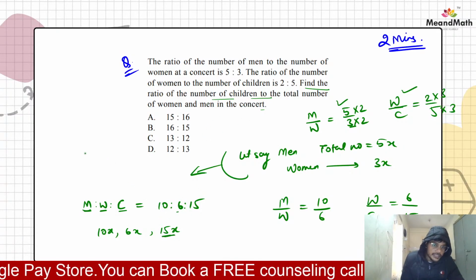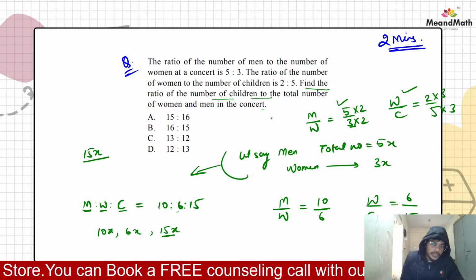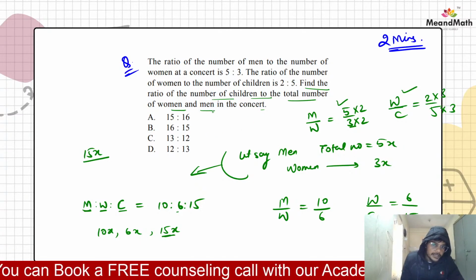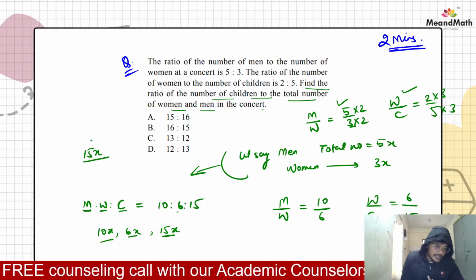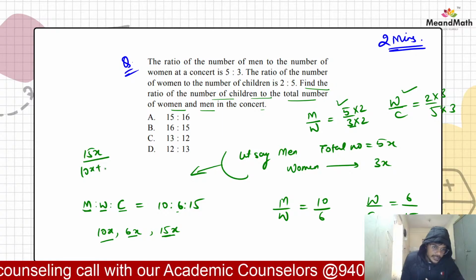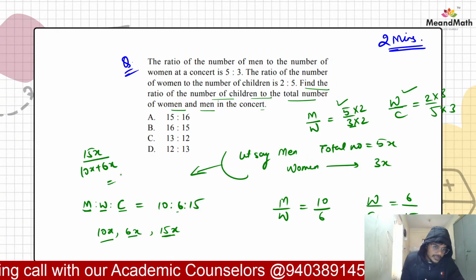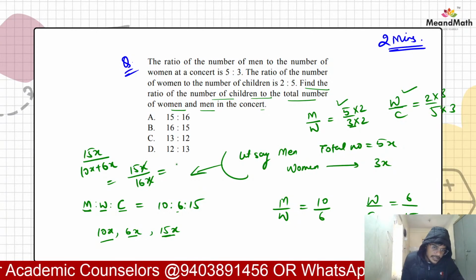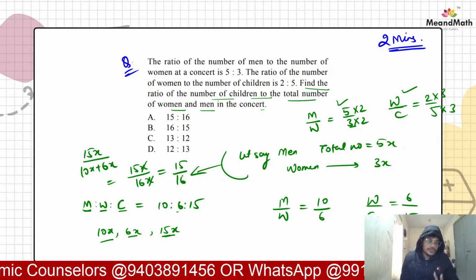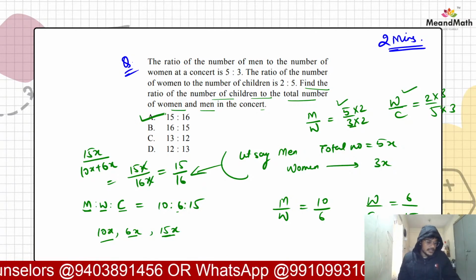The number of children is 15x upon the total number of women and men. So what is the number of women and men? That's 10x plus 6x, right? Now solve this, it would be 15x over 16x. x and x cancel out, your answer should be 15 upon 16. That means A is the right answer.